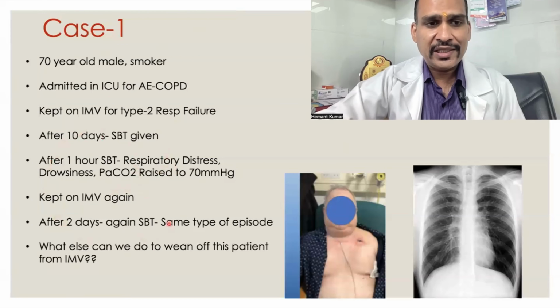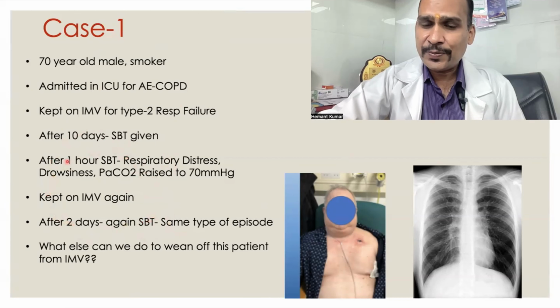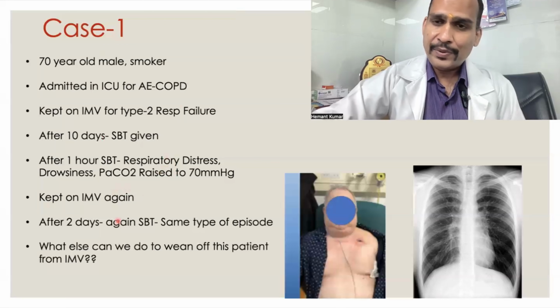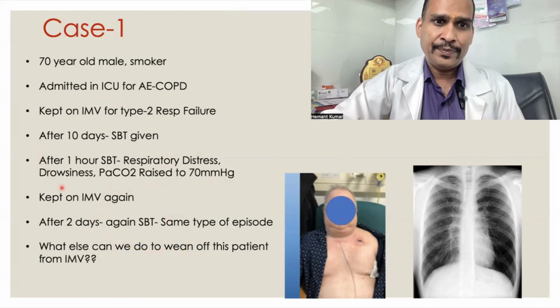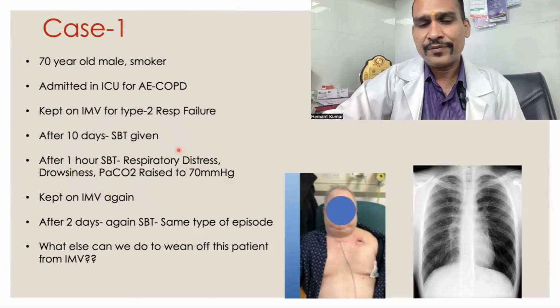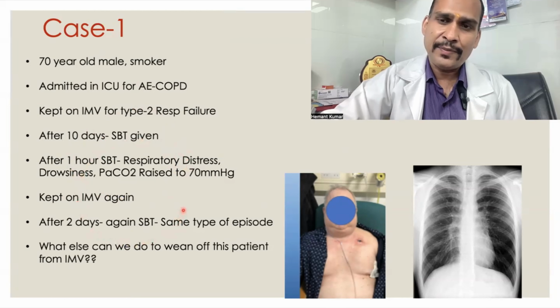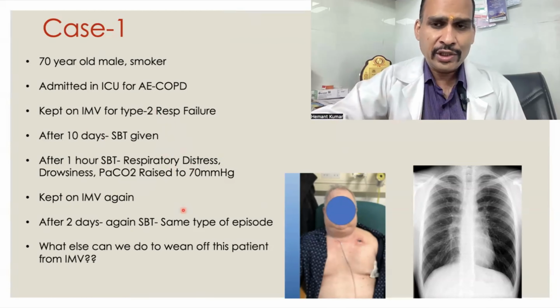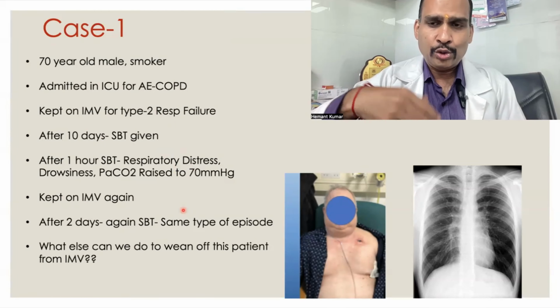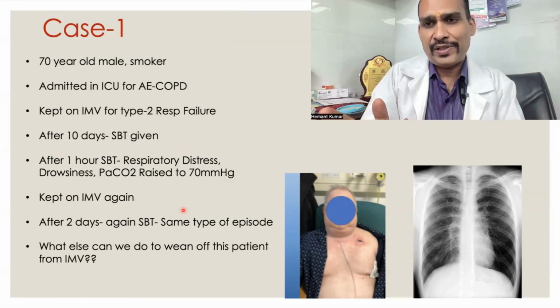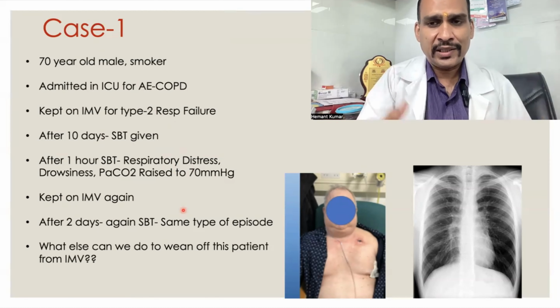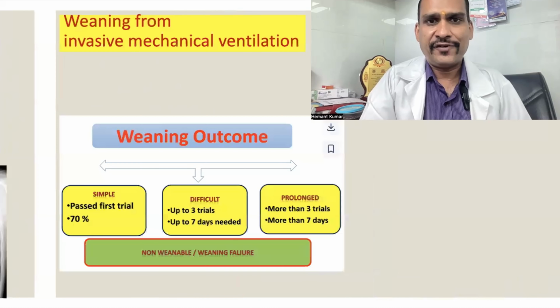Because of this, we kept the patient on invasive mechanical ventilation again. After 2 days, the patient was fine. Again we tried a spontaneous breathing trial, but the same thing happened. The patient again landed in respiratory distress, and we kept him on invasive mechanical ventilation. This is a common scenario you also get in your ICU. So the problem is how to wean this type of patient when you are giving a spontaneous breathing trial and the patient is getting type 2 respiratory failure.